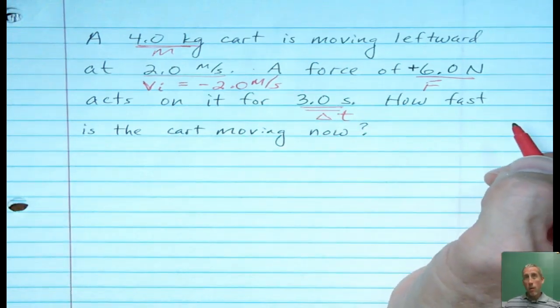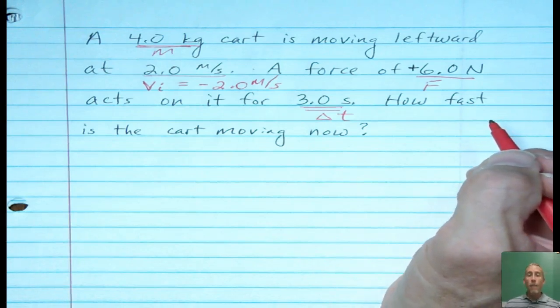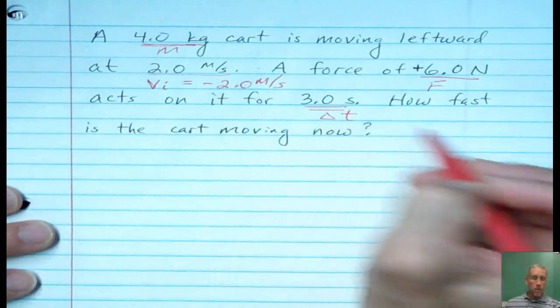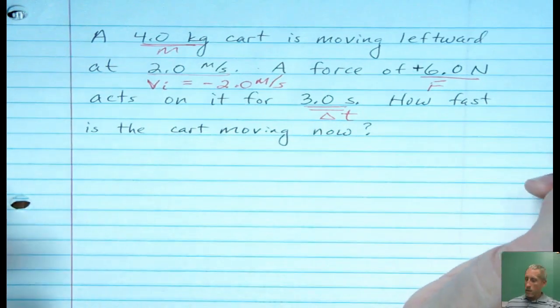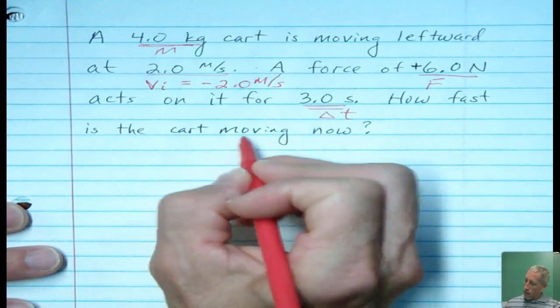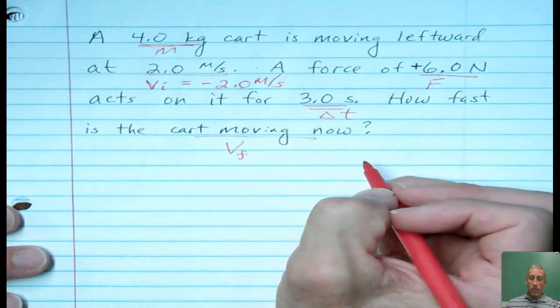Almost every time that we deal with in these problems is a time interval. It's an amount of time, not a mark on a clock. So most delta t's are just abbreviated as t's because they're so common. And we want to know how fast the cart is moving now. So we're looking for the final velocity.